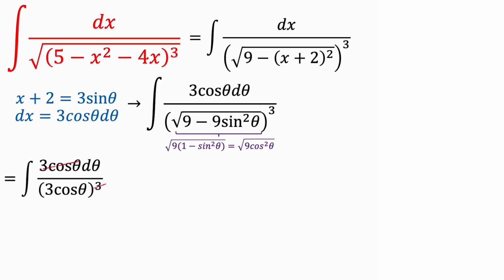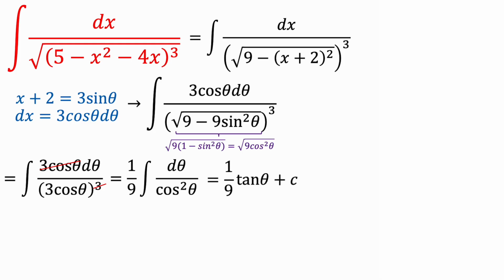The denominator remains 3 cosine theta to the power of 2. Okay, now I've squared it, and it's 9 d theta over cosine squared theta. We've calculated the integral of 1 over cosine squared many times together. The integral of 1 over cosine squared is tangent theta. There was a 1/9 factor behind it, so it became 1/9 tangent theta. So the integral's answer was 1/9 tangent theta.